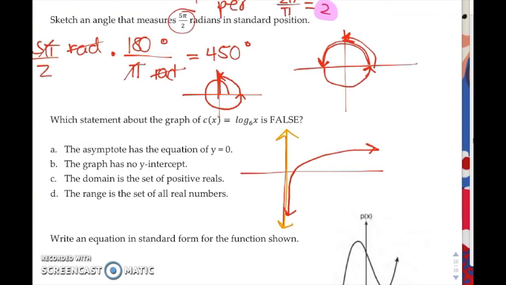Now, let's see which one of these are true. So the asymptote is y equals 0. Well, there is an asymptote. It's this line. Is that y equals 0? Maybe I'm not sure about that. So let's skip it and come back to it.